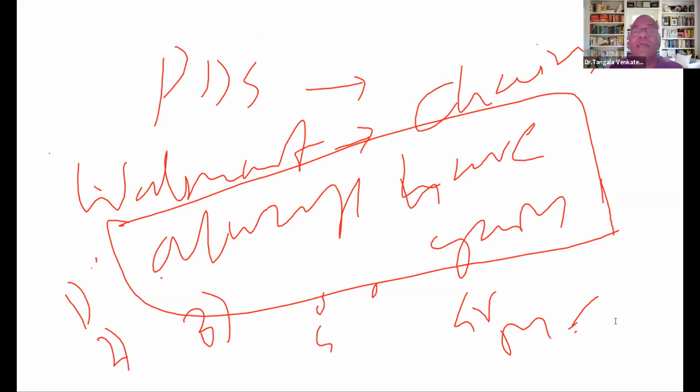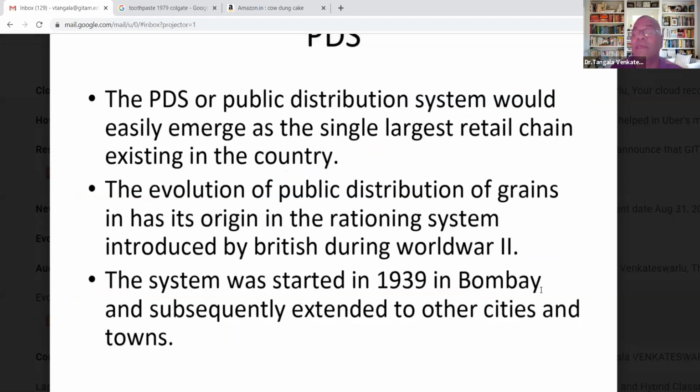So here PDS is considered as the single largest retail chain existing in the country. The number of PDS outlets located in each state is very high. If you see how PDS outlets are operated, you can see the products movement from various locations to warehouses. These warehouses are strategically located in every district. You will see multiple warehouses. For every constituency, MP or MLA constituency, you will see one warehouse, which stacks products to be dispatched to various public distribution system outlets.